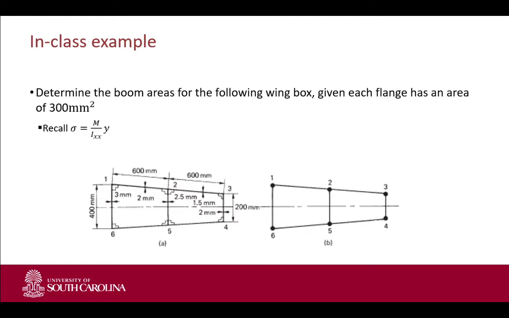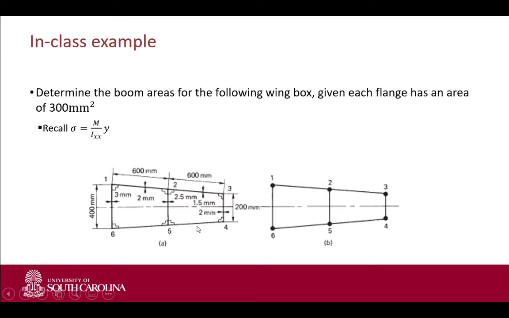And we did a quick example. We had a wing box, and we went from a, say, complex structure shown in A to our idealized structure. And as you can see, we basically replaced all the stiffeners shown here with just a lump of mass: boom 1, 2, 3, 4, 5, and 6.